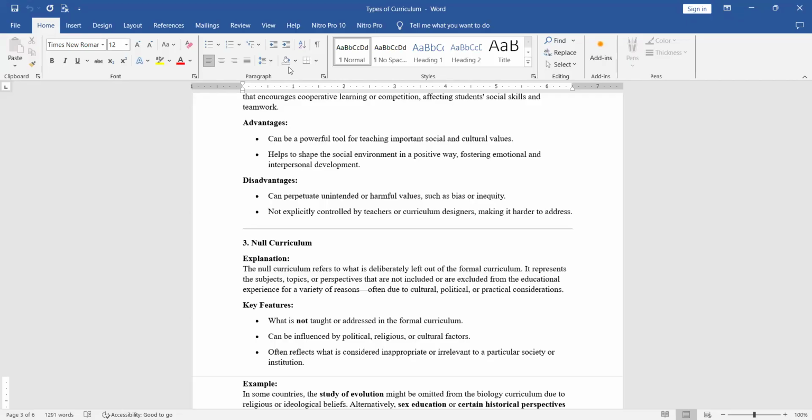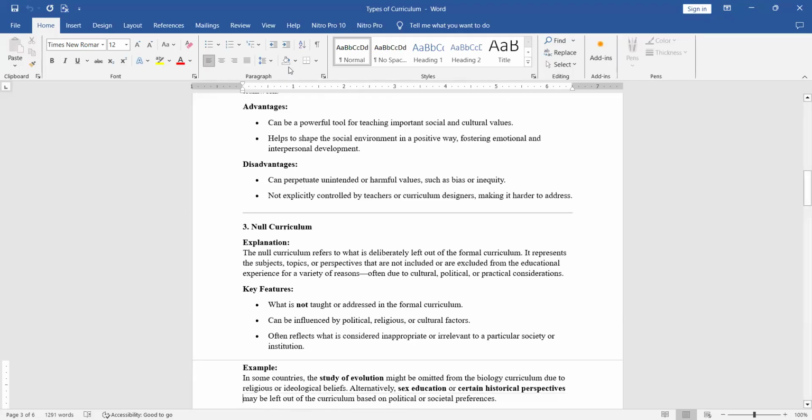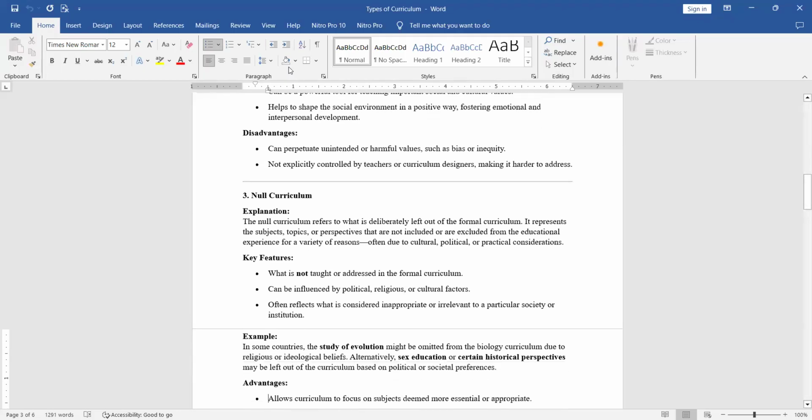Null curriculum. Null means zero. What is meant by null curriculum? It refers to what is deliberately left out of the formal curriculum. It represents the subjects, topics, or perspectives that are not included or are excluded from the educational experience for a variety of reasons, often due to cultural, political, or practical considerations.